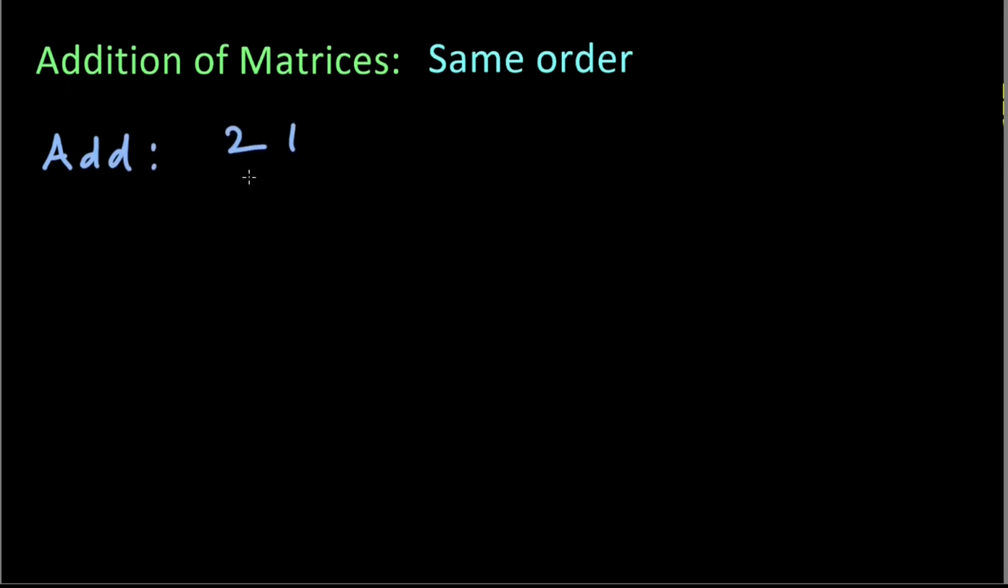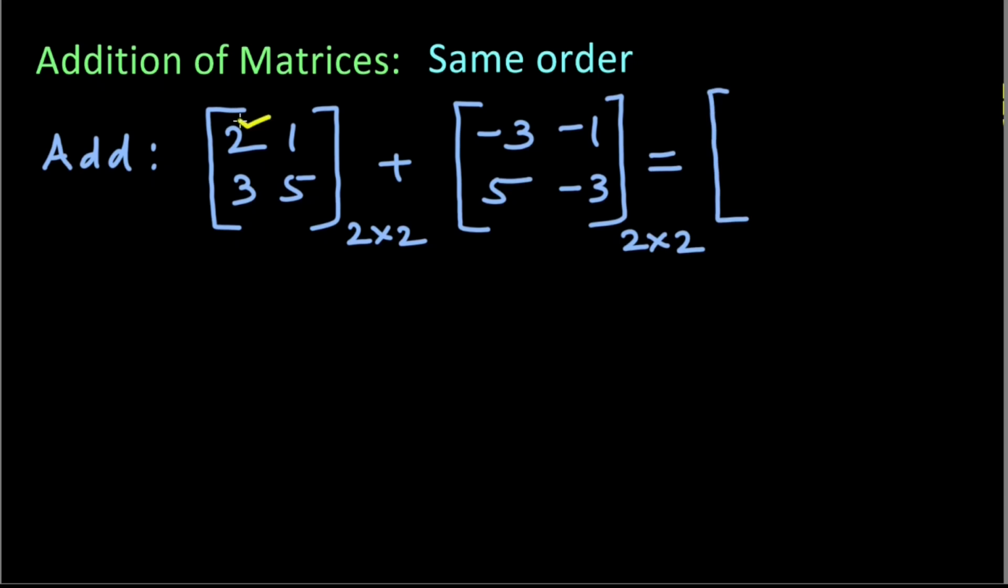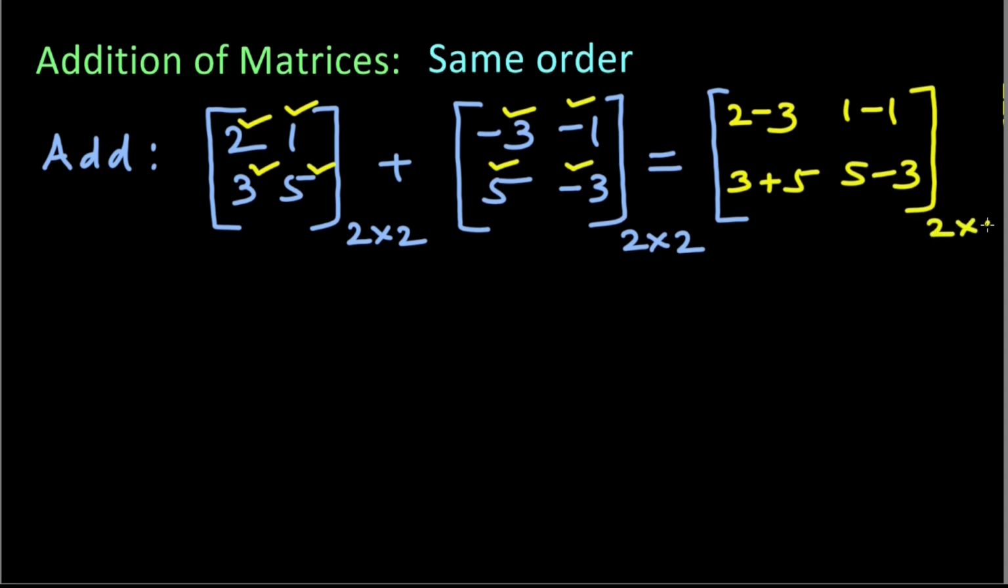Add [2, 1; 3, 5], which is a 2 by 2 matrix, to another 2 by 2 matrix [-3, -1; 5, -3], which is also a 2 by 2 matrix. We have to add the corresponding elements. So we will add 2 and -3, 1 and -1, 3 and 5, 5 and -3, which is also a 2 by 2 matrix. We get the resulting matrix after addition, which is [-1, 0; 8, 2].